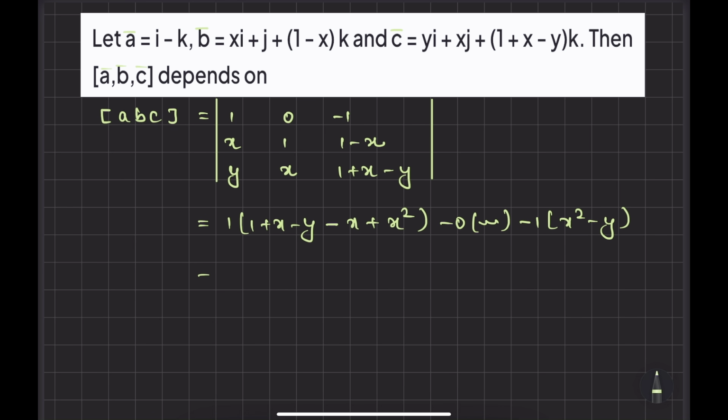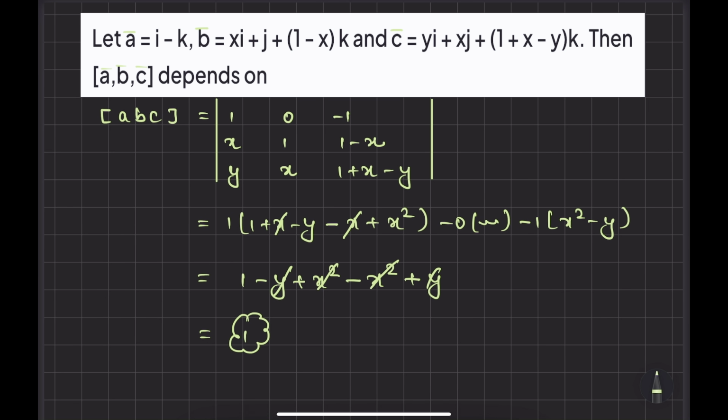Correct. Let's open this one. So 1 plus x, wait, this thing gone. So 1 minus y plus x square minus x square plus y. So this thing gone, this thing gone. So we are left with 1.